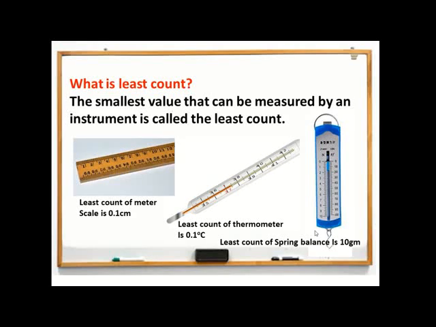Next, we will see what is a least count. In an experiment, before starting measurement, we have to find out the least count. That is, the smallest value that can be measured in that instrument. The smallest value that can be measured by an instrument is called the least count. For any instrument, it means the smallest quantity we can measure. For example, given in a 1 meter scale, the smallest divisions: between 0 and 1 centimeter there are 10 divisions, so one division is 0.1 centimeter. That is called the least count of the instrument, the least count of the meter scale.